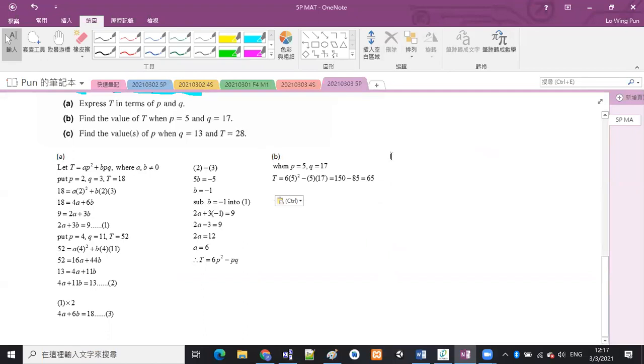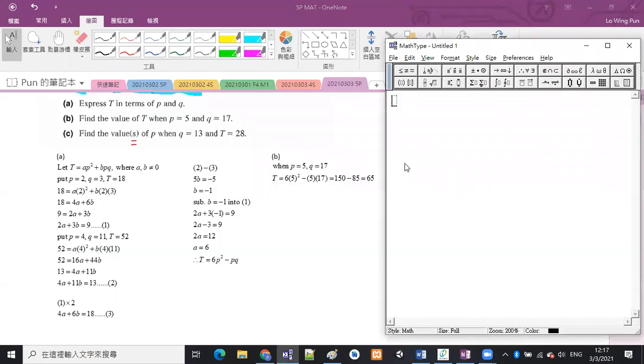Okay, and then part C. 又見到呢個字咯。Find the values of P when Q is equal to 13 and T is equal to 28. So we will expect that this question is going to have two answers or sometimes more than two answers. So, but what shall we do? We just put these two numbers into our equation.